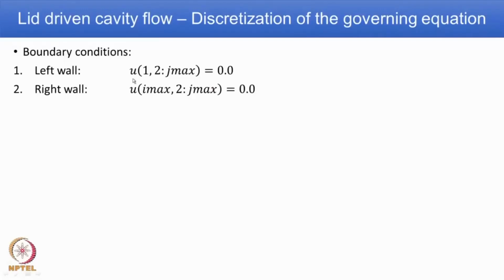So, first we see how to implement the boundary condition for u velocity. On the left wall, u at I equal to 1 and j running from 2 to j max is equal to 0.0. On the right wall, the grid index in the x direction is I max, and again running in the j direction from 2 to j max, u is equal to 0.0.